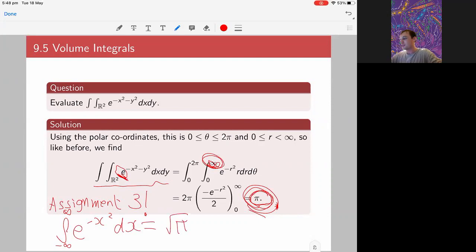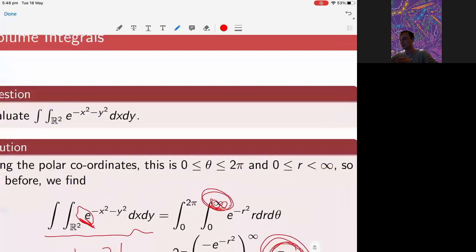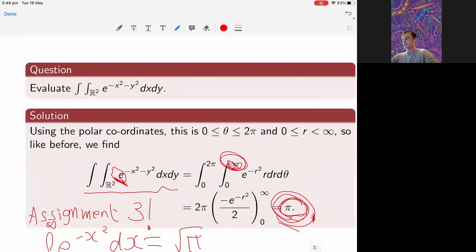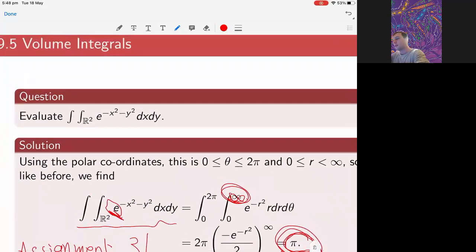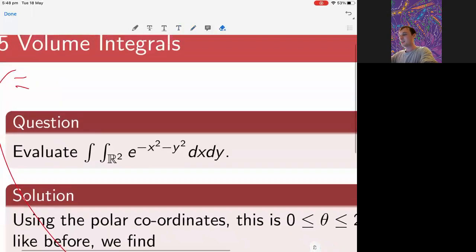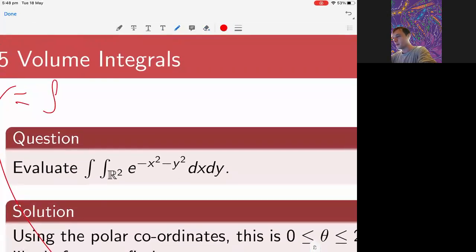Well, if you happen to have access to this particular computation here, you might be able to use the fact that, using what we know about double integrals, this guy here is the same as the integral from minus infinity up to infinity, and then another integral from minus infinity up to infinity of e to the minus x squared minus y squared dx dy.